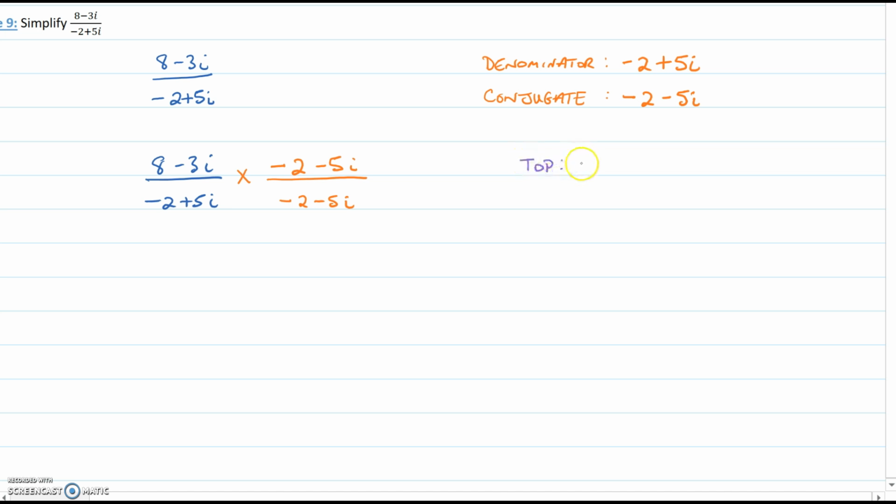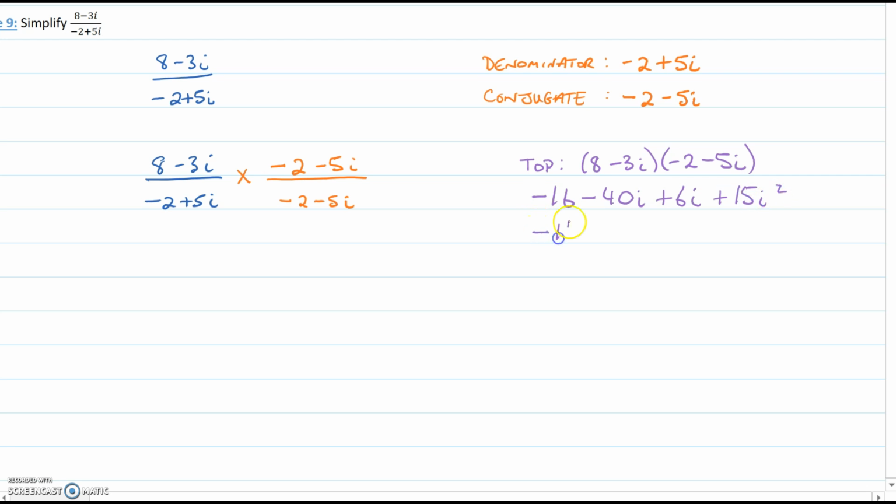So the top is going to be 8 minus 3i by minus 2 minus 5i. And we'll just use FOIL to do this. I'm going to go through this a little bit quickly, but all we're doing is using FOIL. So 8 by minus 2 is minus 16. 8 by minus 5i is minus 40i. Minus 3i by minus 2: minus by minus is plus, 3 by 2 is 6i. And minus 3i by minus 5i: minus by minus is plus, 3 by 5 is 15i squared.